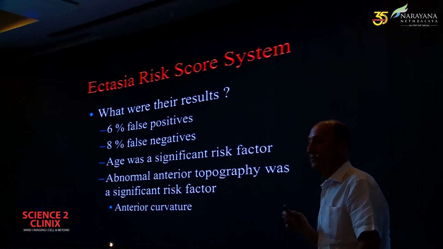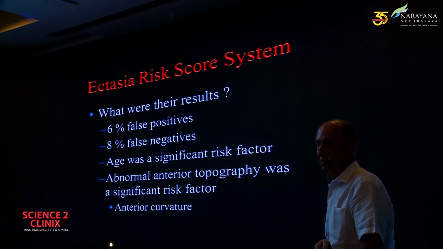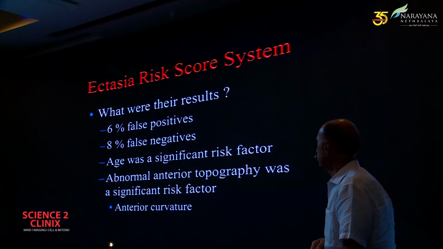Well, they said they had 6% false positive rates, 8% false negatives. Age was a significant risk factor. Abnormal anterior topography was a significant risk factor. And again, we're only dealing here in this study, which is already alluded to, with anterior curvature. So it looks pretty good: 6% false positives, 8% false negatives. So let me ask you about this 6% false positive rate.